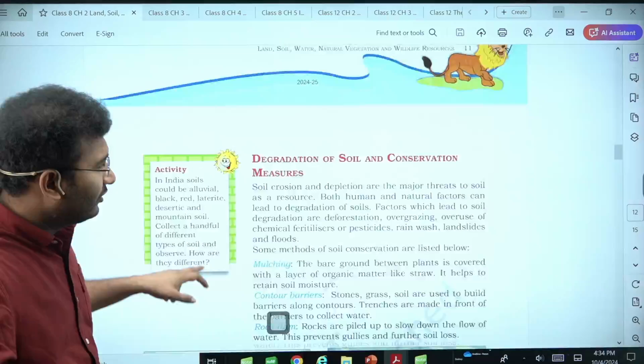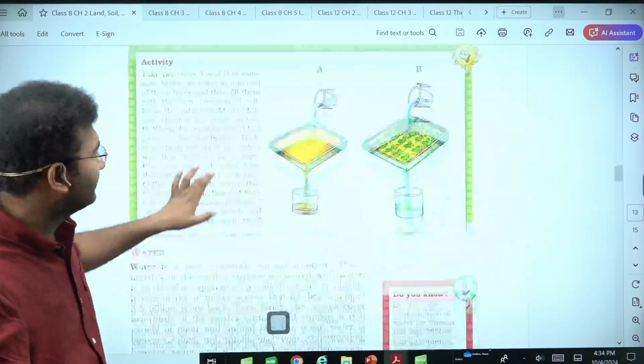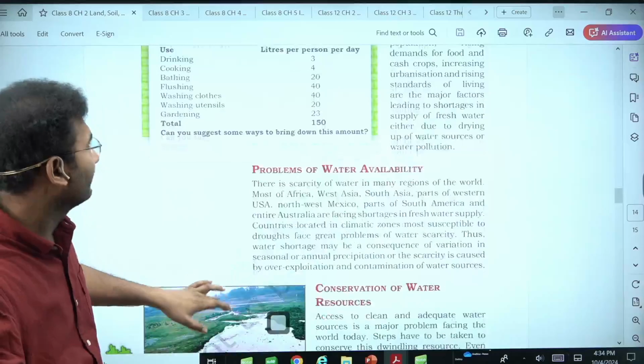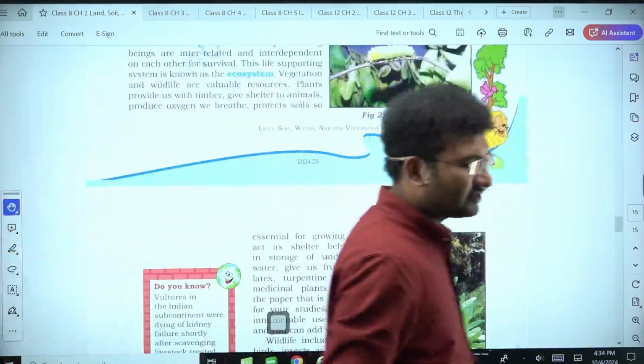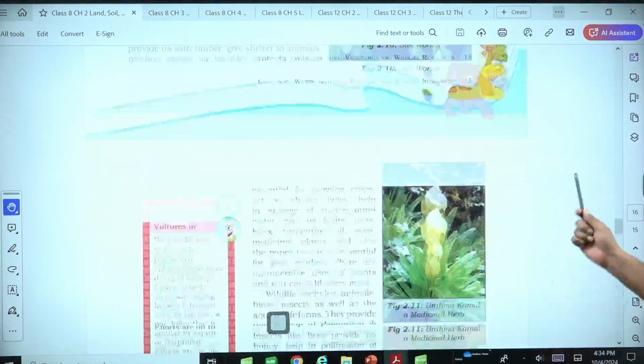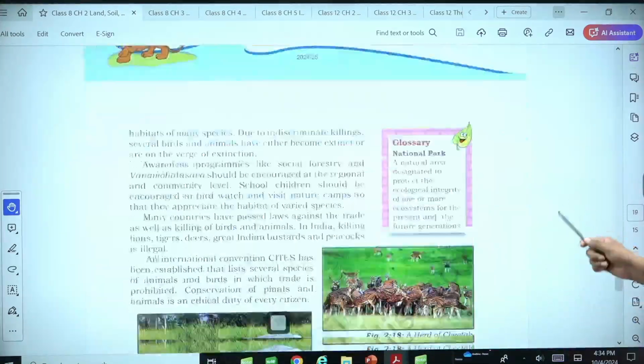right? And to protect this land, what are the measures that you need to take? These are the measures that you are supposed to take to protect land, right? Along with that, water is also given here in this chapter, right? Broadly, what we'll look into is the ways and means in which we can protect the land.